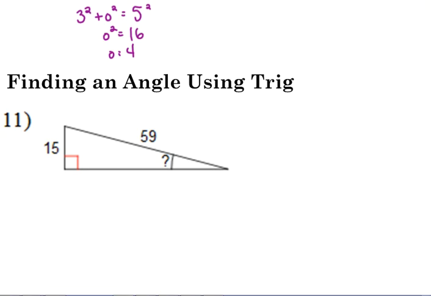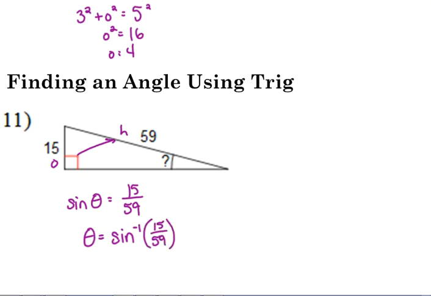So when they're asking you these questions, you need to identify, in relation to that angle, which sides do I have? Well, 59 is the hypotenuse, right? That's the easy part. 15, is that the adjacent or is that the opposite? Opposite, okay? So I have the opposite, I have the hypotenuse. Which trig function are we talking about? Sine. So sine of theta is equal to the opposite over the hypotenuse. Now, we're trying to solve for theta. To solve for theta, we use the inverse sine.